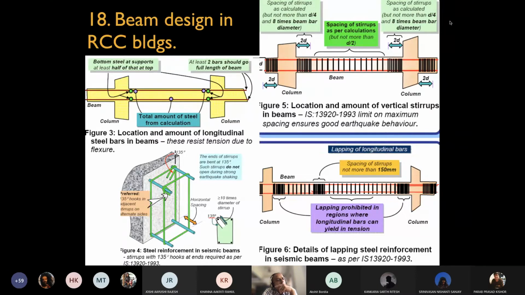This is something very fundamental. If you go back to your second and third year reinforcement diagrams of beams, you will understand what this means. It's nothing new. It is just reinstating what was studied earlier, but laying more emphasis on it.